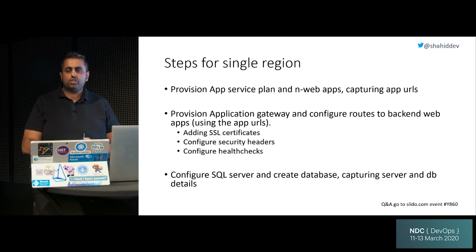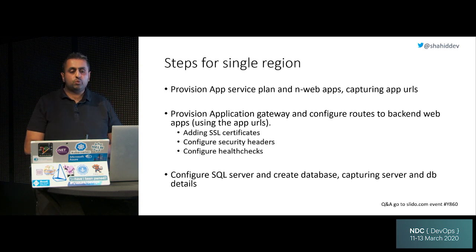One of the challenging bits with it is you have to ensure that each web app is configured as a route through the application gateway. So if you do add a new website, you need to ensure that you update the application gateway to also have a route to that backend website. You also have to configure SSL certificates, security headers, and health checks. So the application gateway template becomes extremely large and extremely unwieldy.